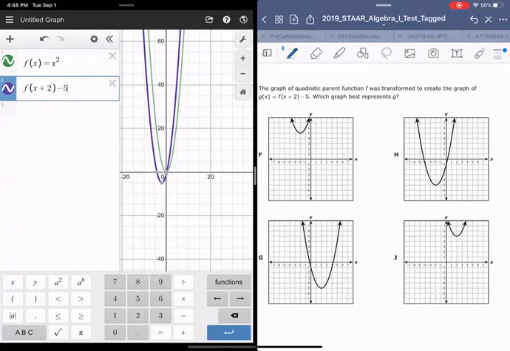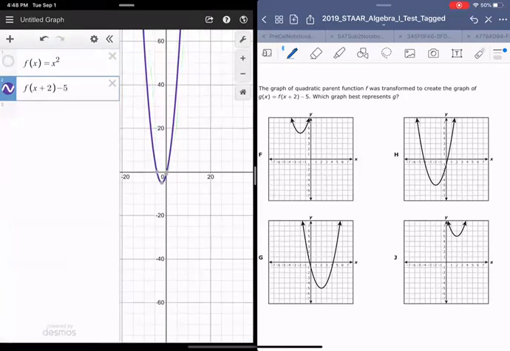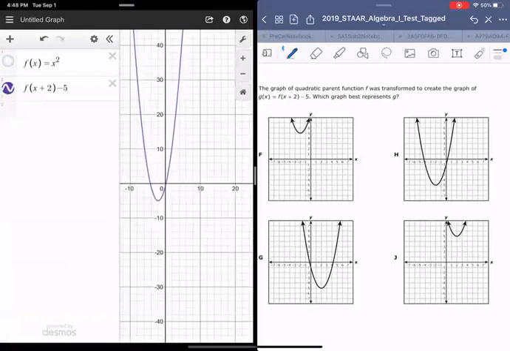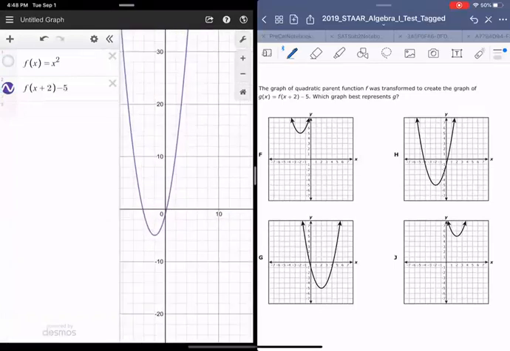Now, you look for this purple one. Which one looks like the purple one? F, H, G, J, H. Okay. Yeah, that's the answer, H.